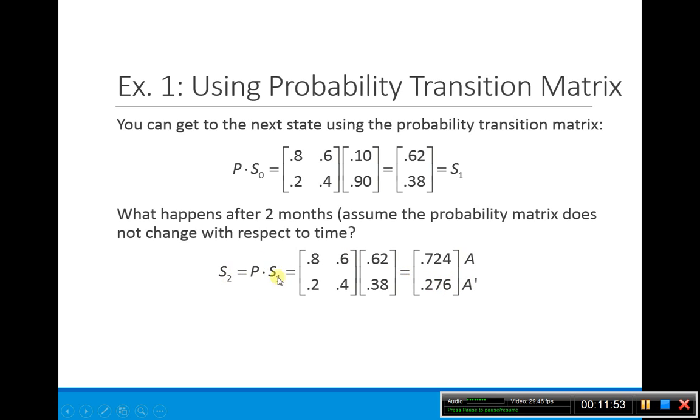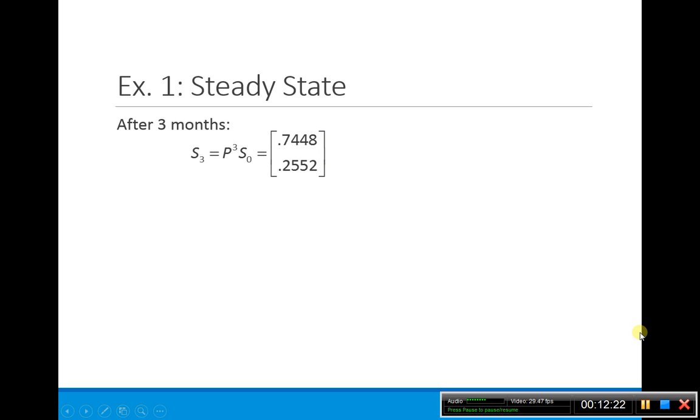So the way I can write this is, my state after 2 months, S2, is P times S1. S1 was just P times S0, so I can rewrite this as P times P S0, so this is really P squared. So after 2 months I have P squared here. We can think of what we can do after 3 months: we have P cubed times our initial distribution, and we can figure out what's happening.